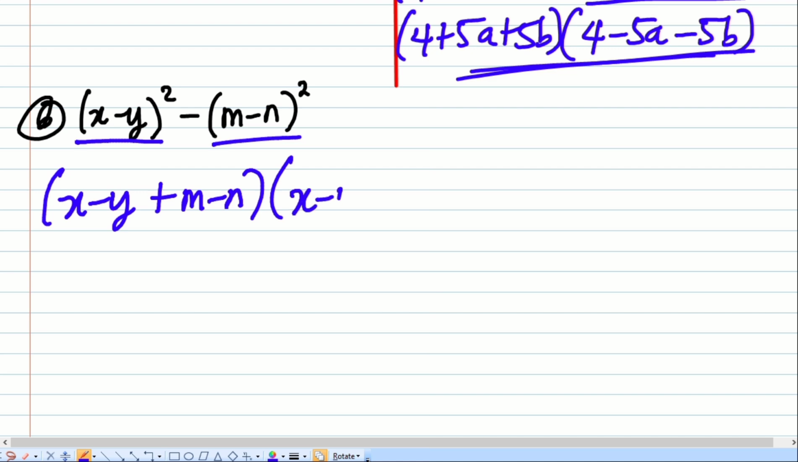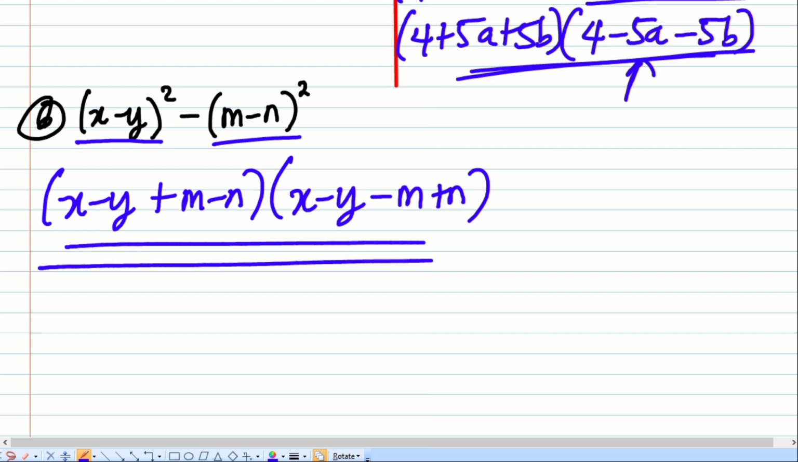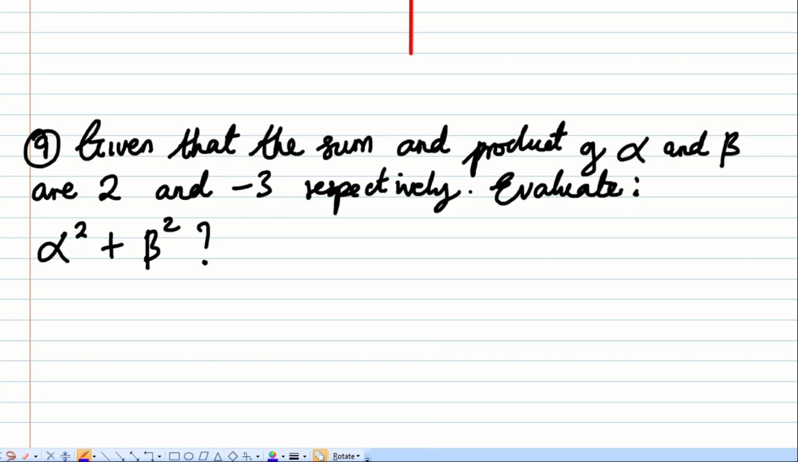And then x minus y minus, now remember, I'm just going to do this straight. Remember what we did in this example. Negative is going to affect the sign, so we're going to now have m plus n, right? Because this minus times this minus will give you plus. So take note of that. So that will be the answer. We cannot simplify further because x, y, m, and n are not like terms. So that's just our answer. So let's go forward.